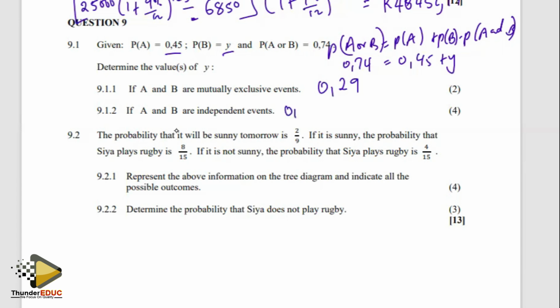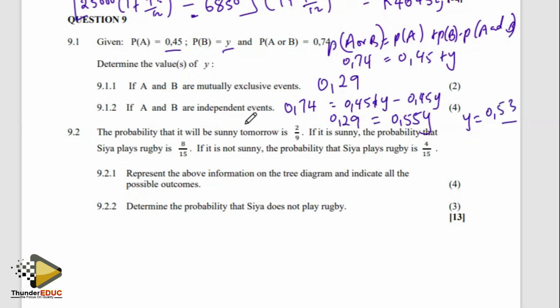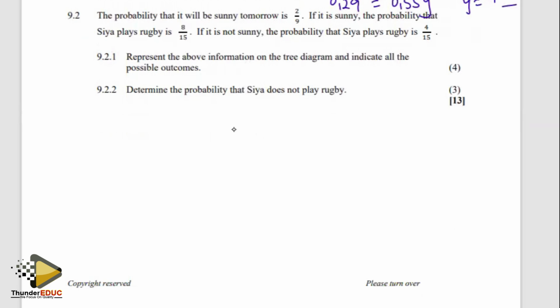Then 9.1.2, if the events are independent. So if events are independent, we just have to multiply. So 0.45 plus Y minus 0.45Y. Subtracting that, we have 0.29. Y minus that is 0.55Y. And then you divide both sides by 0.55. The Y value I'm getting is 0.53.